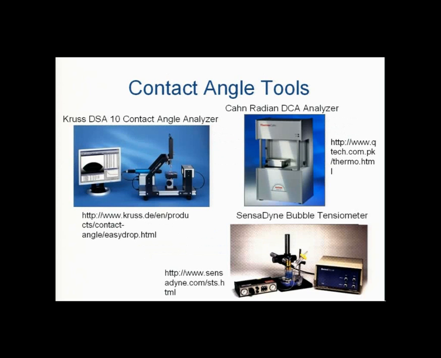So here are a couple different contact angle tools. On the left, there's a Krüss DSA contact angle analyzer. On the right, there's a Radian DCA analyzer. And below, there's a Sensadyne bubble tensiometer. These are all different types of tools and the way they're set up, but they're designed to do the same thing, to measure the contact angle and tell us about the surface energies of a substance interacting with another material below it.